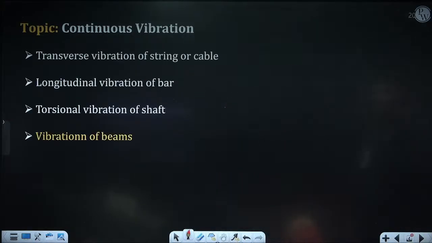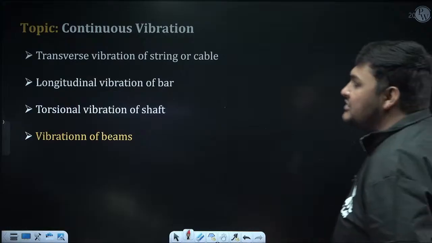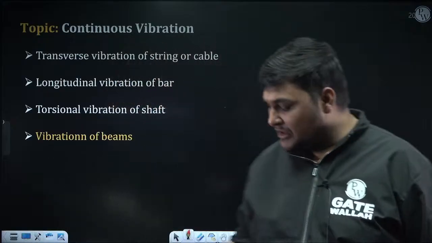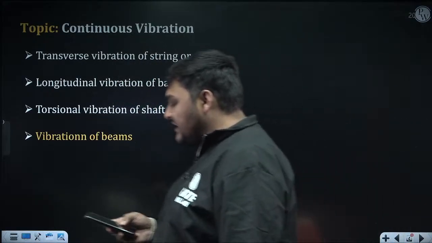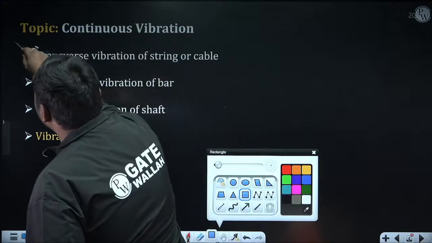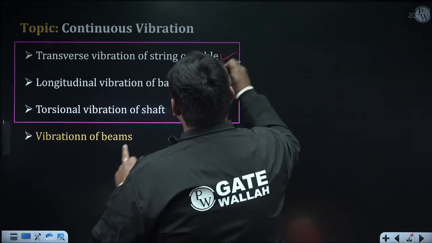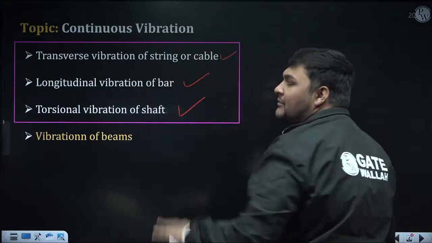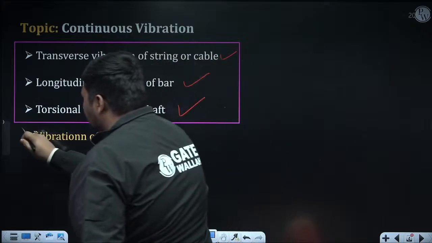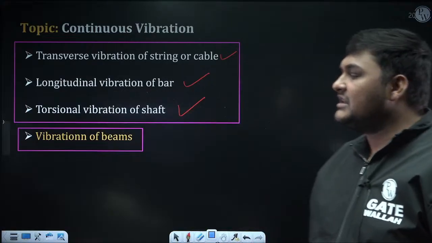Now in continuous vibration, mainly we will discuss 4 cases: transverse vibration of a string or cable, longitudinal vibration of bar, torsional vibration of shaft, and transverse vibration in beam, or simply vibration in beam. I have written the first 3 topics in white color, because if you understood the first case, you will understand the others also. There will only be some analogy, which you have to remember. Then we will discuss the vibration of beam separately. So first I am discussing the first 3 cases.